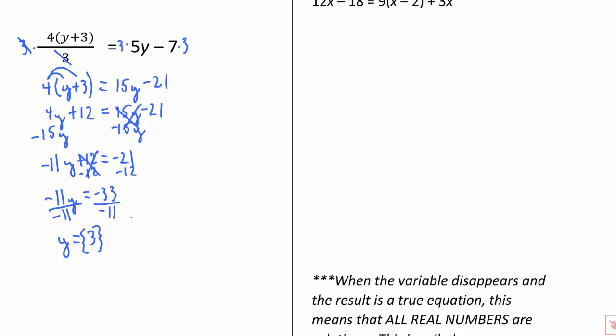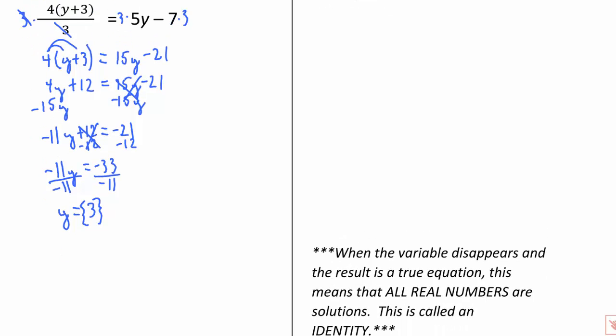But we need to check this. Now to check this, I'm just going to plug this y into the original problem. So that's going to give me 4 times (3 plus 3), all over 3, which we're hoping is 5 times 3 minus 7. 3 plus 3 is 6, 6 times 4 is 24. So it's going to give me 24 over 3 is equal to 15 minus 7.